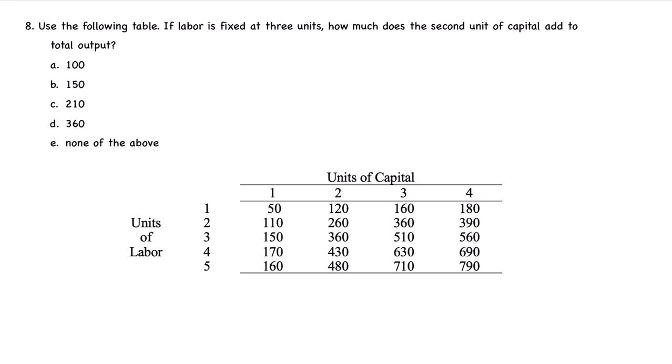Use the following table if labor is fixed at 3 units. How much does the 2nd unit of capital add to total output? So we're looking at this. So from 150 to 360, so 360 minus 150 is 210. So our answer is C.